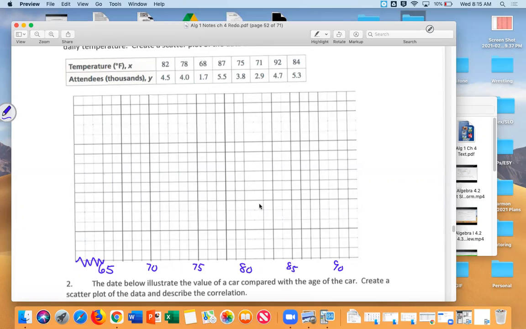All right, so we have 92 as our last one. Let me put that in. We're just going to change that 95 to 92. And now we have to figure out what we go up by. What is my smallest attendance, Tanya? 1.7. So if 1.7 is my smallest, we're going to do a break again. We're going to put 1.7 right here, and I only have to go up to 5.5.